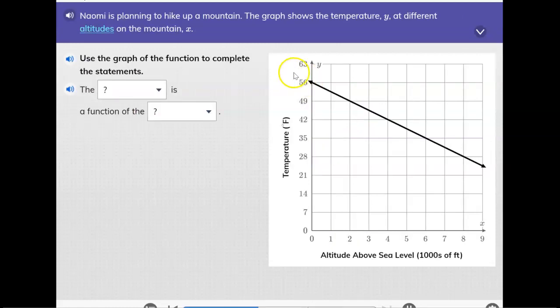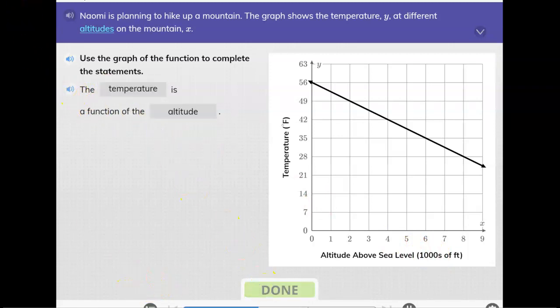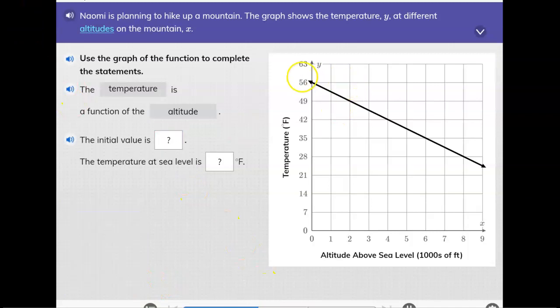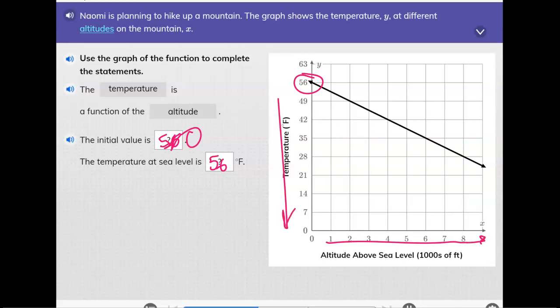So as Naomi's climbing down, her temperature is going down as a result of the sea level decreasing. So the temperature is a function of the altitude. The initial value where she starts is going to be 56, and the temperature at that sea level is, sorry, the initial value, my fault, is 0, and the temperature at level 0 is 56. So as she increases her altitude, as she gets higher up, the temperature actually drops. That's why we have snow on the top of mountains, because it's super cold up there.